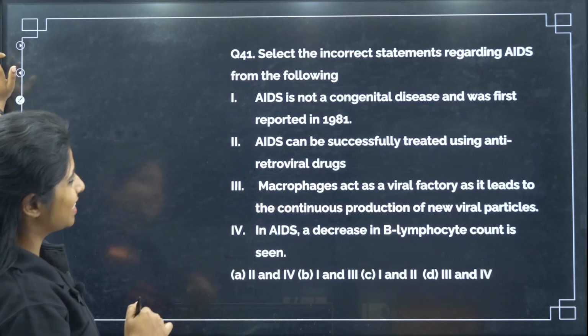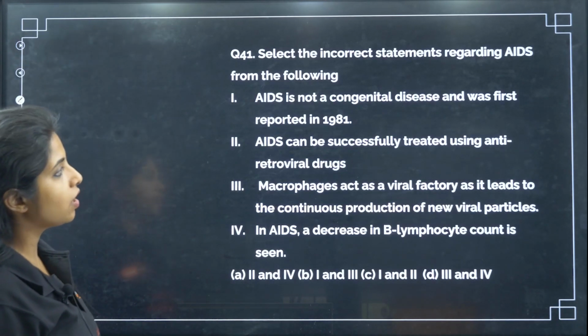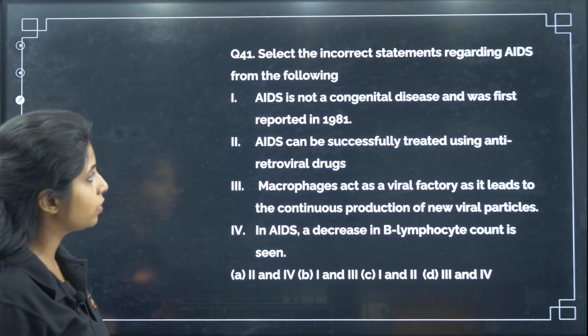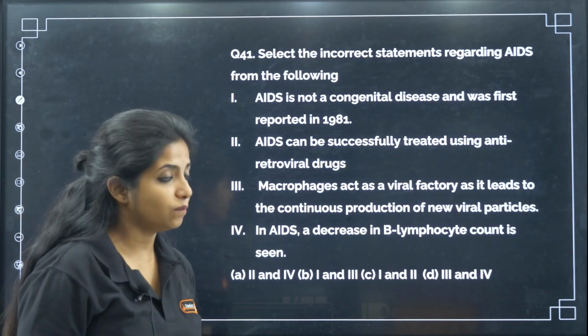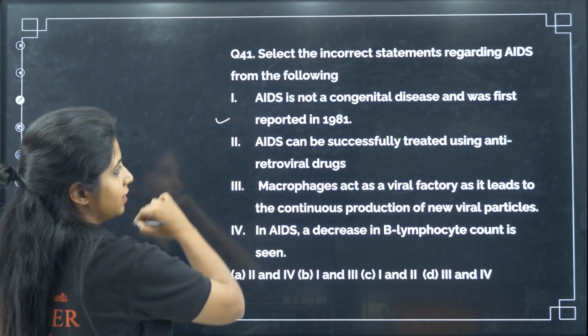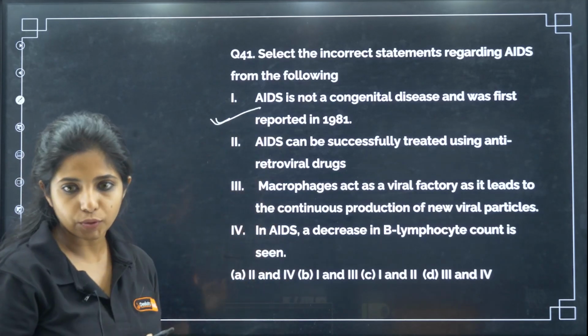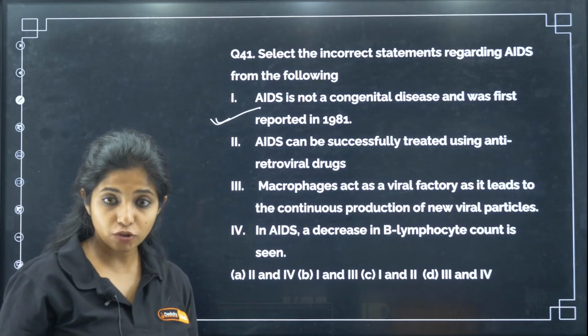Last 5 questions. Now select the incorrect statement regarding AIDS. Let's see. AIDS is not a congenital disease and was first reported in 1981. It's actually correct. It's not a congenital disease, right? It's not a genetic disorder that you get. So please remember that.